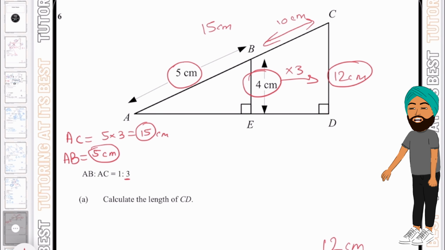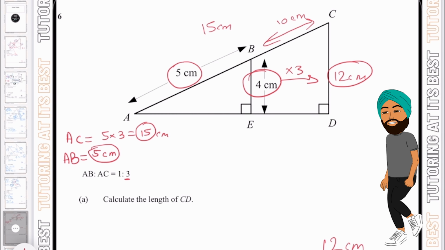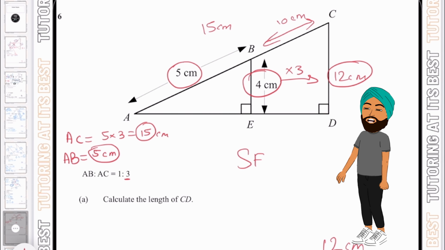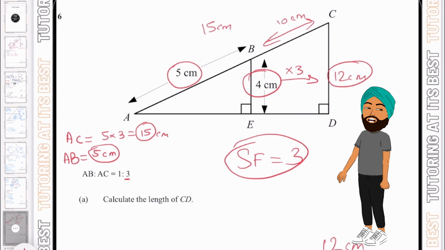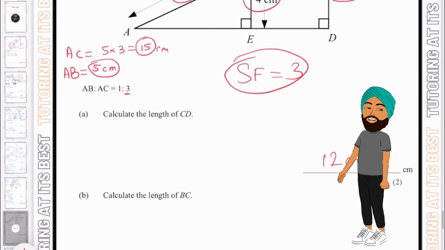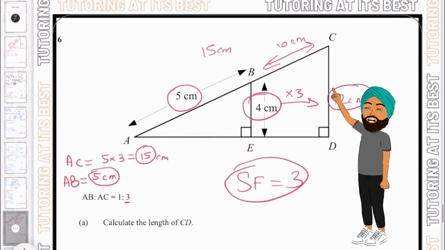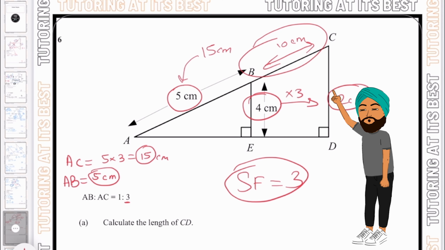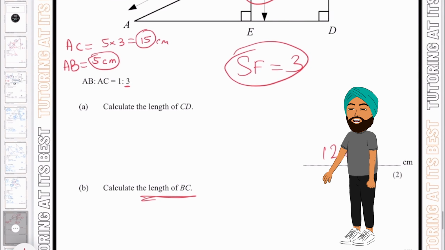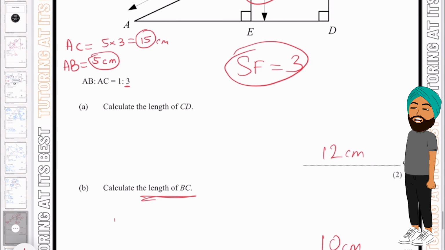So again, I've used the ratio to find out the scale factor, which is 3. And then I've gone ahead and multiplied it out from BE in order to get CD. And then we've also done part B to get the length of BC, which we now know is going to be 10 centimeters because the entire A to C is 15. But if we subtract 5 from here, we'll end up with 10 centimeters. So simply 15, take away 5 equals 10.